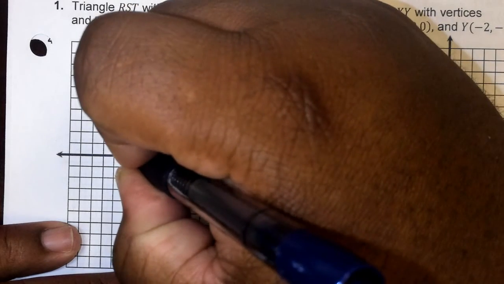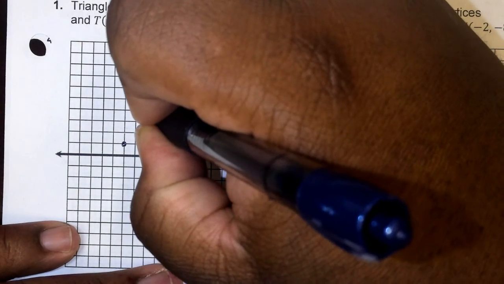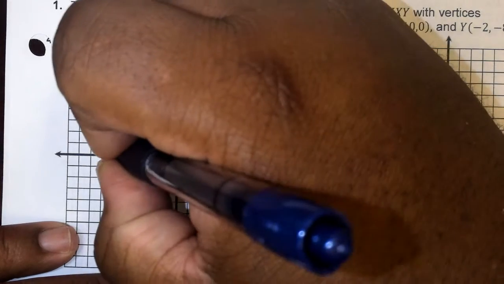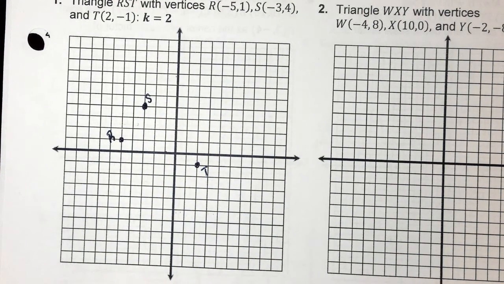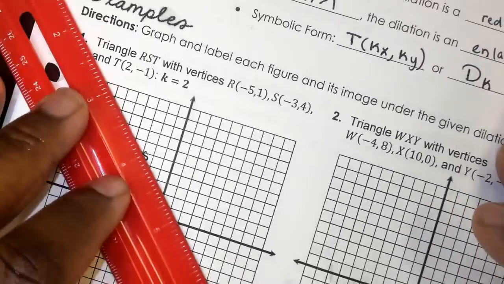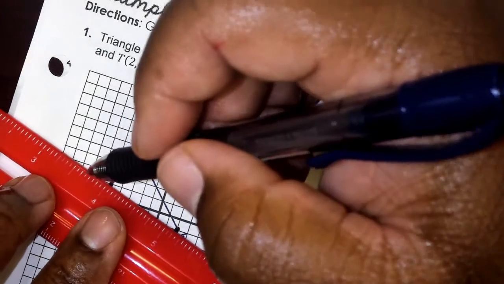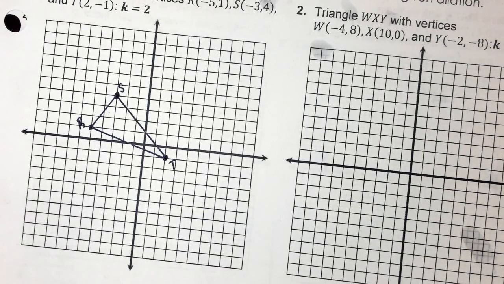Left 5, up 1. Left 3, up 4. Alright, so this is your figure. Graph RST. We're going to dilate this by a scale factor of 2.